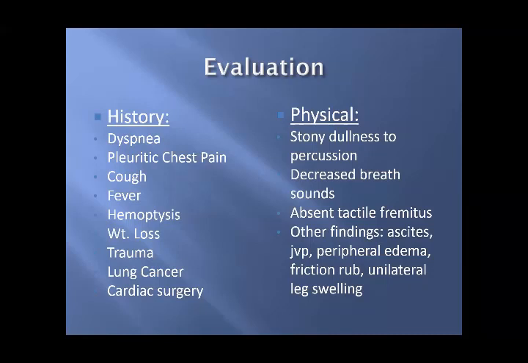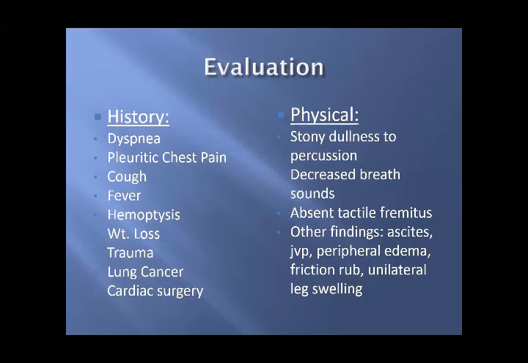If it is tuberculosis, the patient may have a history of taking anti-TB medicine. If it is hemorrhagic, there can be a history of trauma that leads to the development of this pleural effusion. Lung cancer and cardiac surgeries can also be in the history.